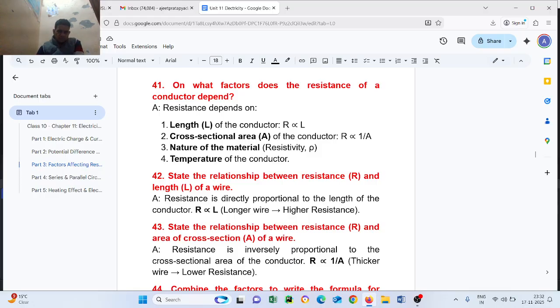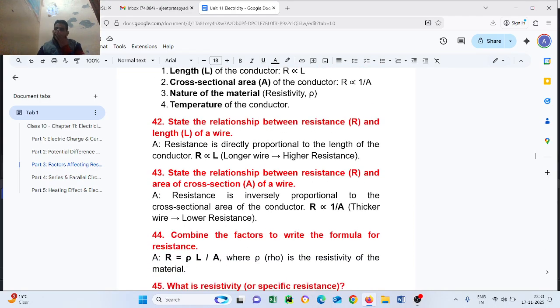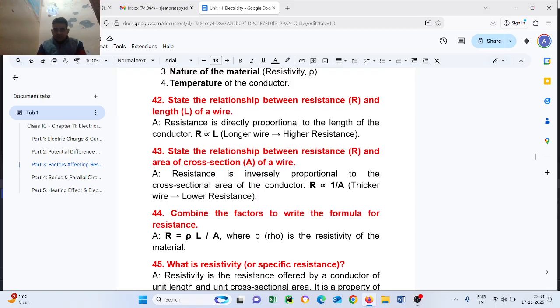Question number 42. State the relationship between resistance and length of the wire. Resistance is directly proportional to the length of the wire. R proportional to L: the longer the wire, the higher the resistance. State the relation between the resistance R and area of cross section A of the wire. Resistance is inversely proportional to the cross-sectional area of the conductor, R proportional to 1/A. The thicker the wire, the lower the resistance.